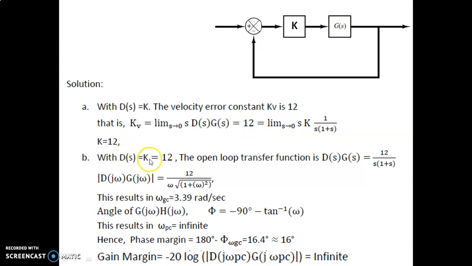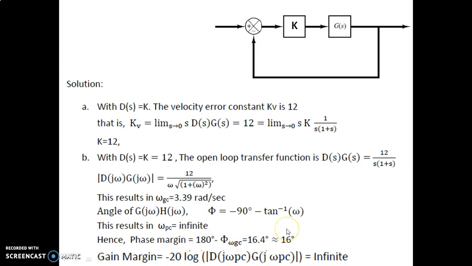With K equal to 12 substituted, we get this transfer function. We are trying to find the phase margin of this system. We find the magnitude equation, and the corresponding omega GC is 3.39 radian per second. Substituting this frequency into the phase equation, which is minus 90 degrees minus tan inverse of omega, and we know omega PC is at infinite frequency, the phase margin comes out to be close to 16 degrees.